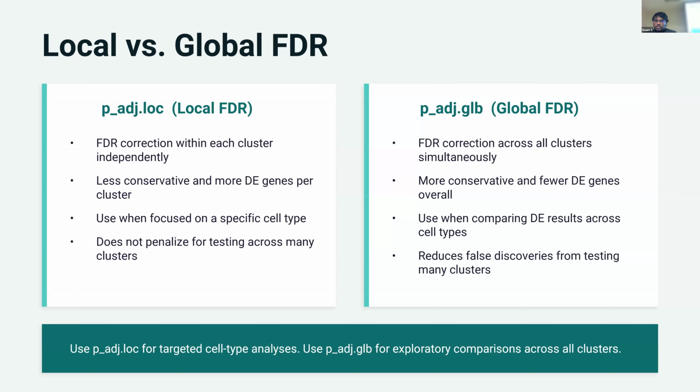So there are 2 options within muscat. You have your local FDR and a global FDR.